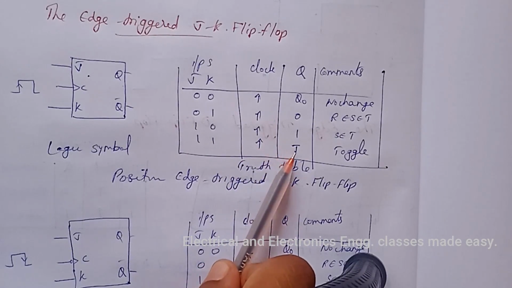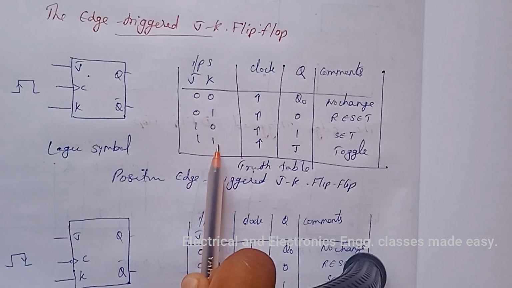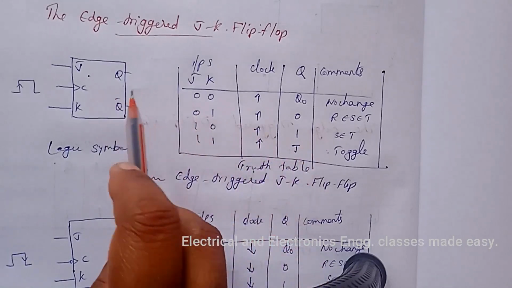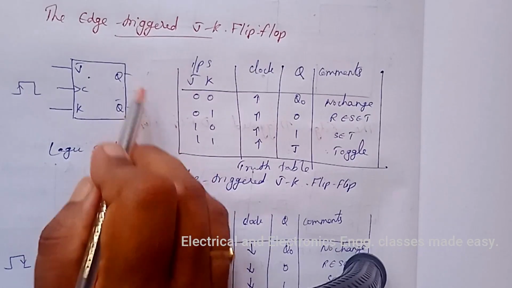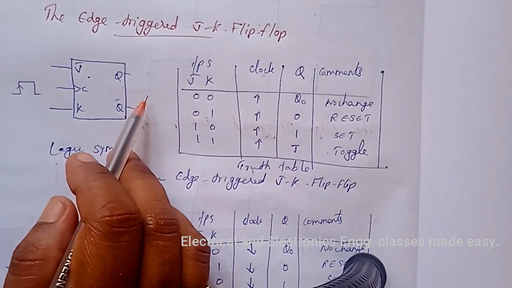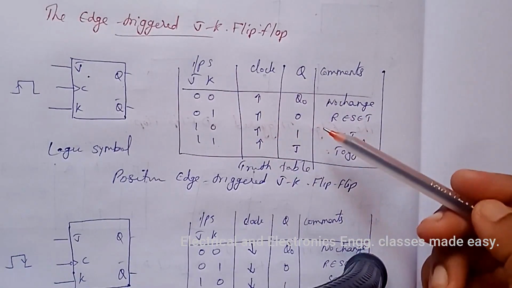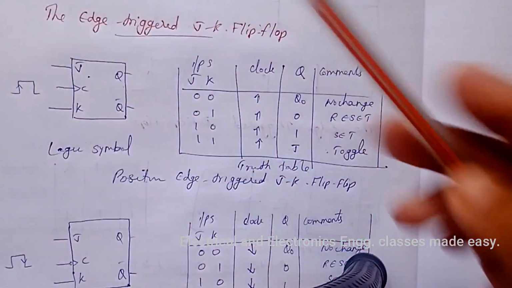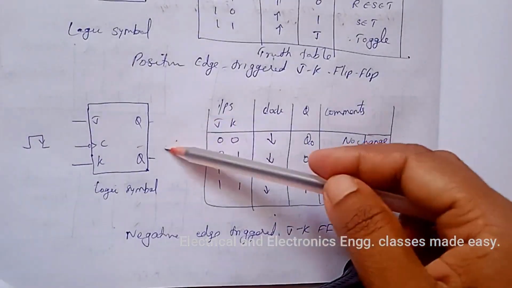That is, if the previous output was 0, then after applying 1 1 to the flip-flop, the output becomes 1. And if Q is 1 in the previous state, after applying 1 1, then it will become 0. That is toggle. And all this happens for the positive going edge of the clock pulse. And next is negative edge triggered JK flip-flop.